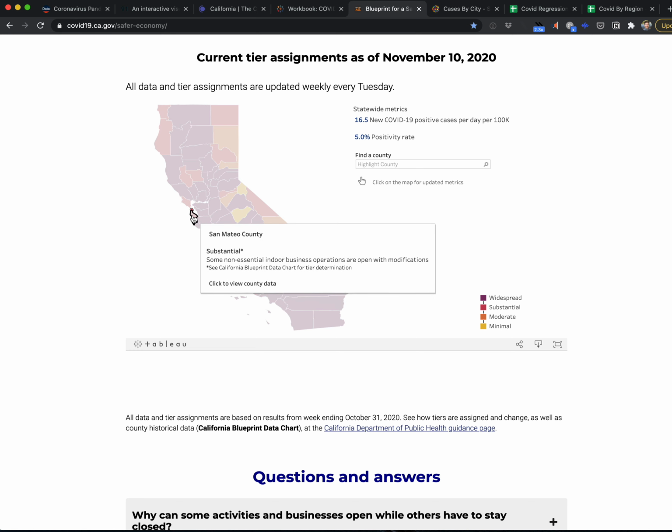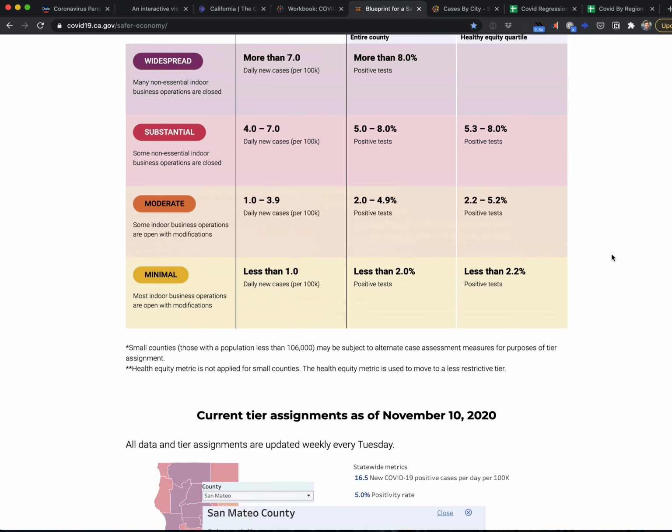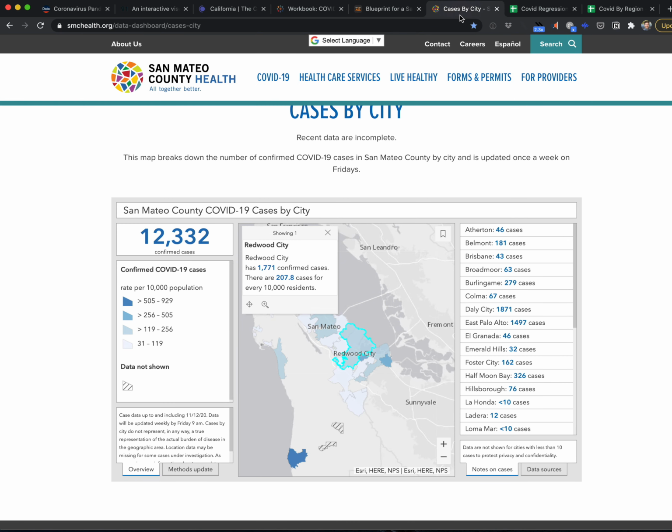And so overall, this is a great way to see how California is performing, and which schools are going to close, what's going to be open. And then you can go all the way to a county level, and this will vary substantially.